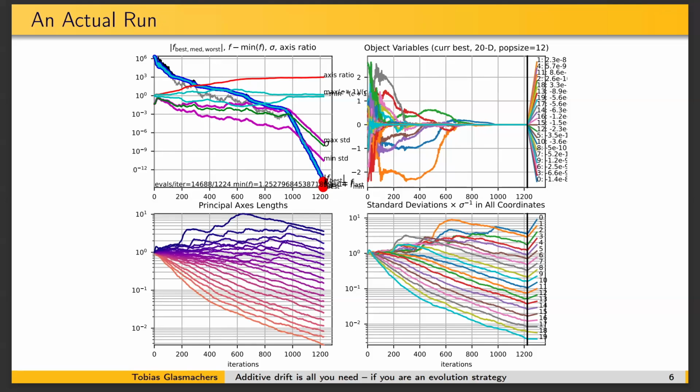That's this isotropic circular distribution. And then the eigenvalues start to split up. There's a 20-dimensional ellipsoid function now. And until they are well adapted, and then they stay more or less the same. Okay, they drift all together, but the distance between them stays the same, and that's what determines the shape.